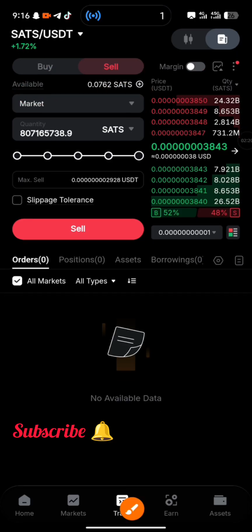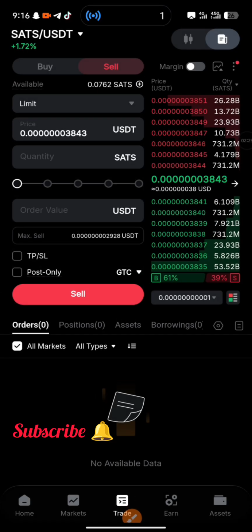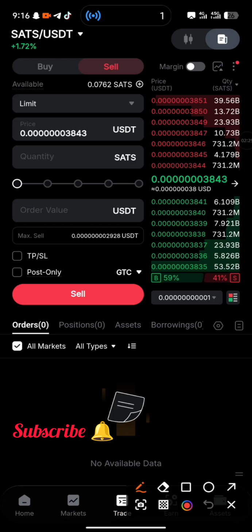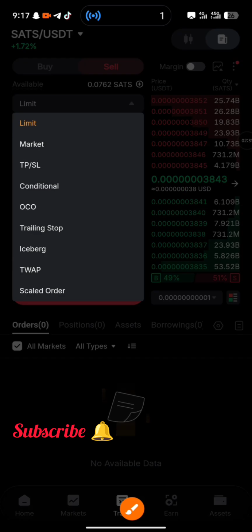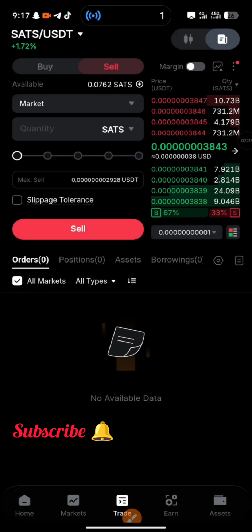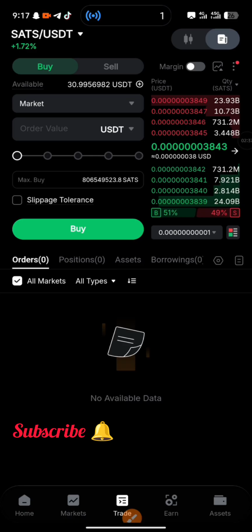Look at this, click on this place. Sometimes you can see it on limit like this. Click on this little arrow down here to choose market, so that your transaction can be executed immediately.